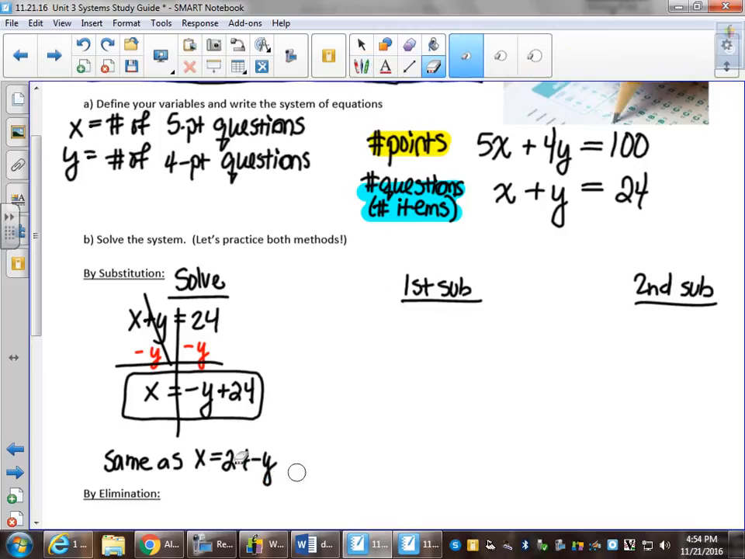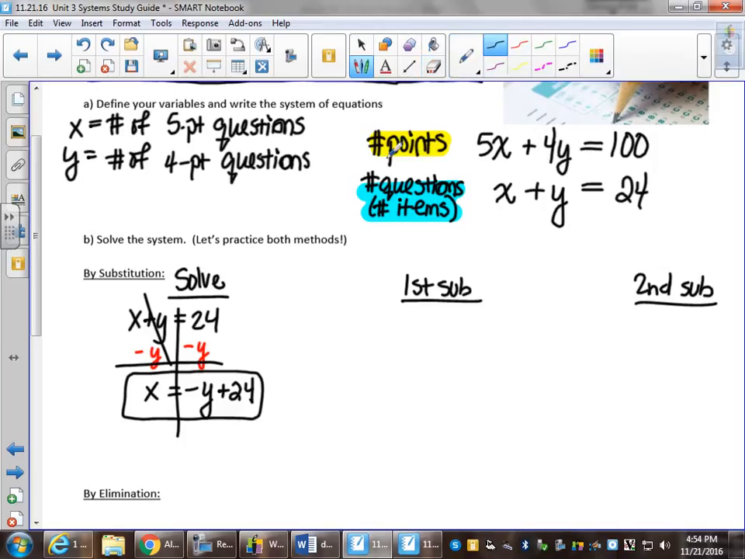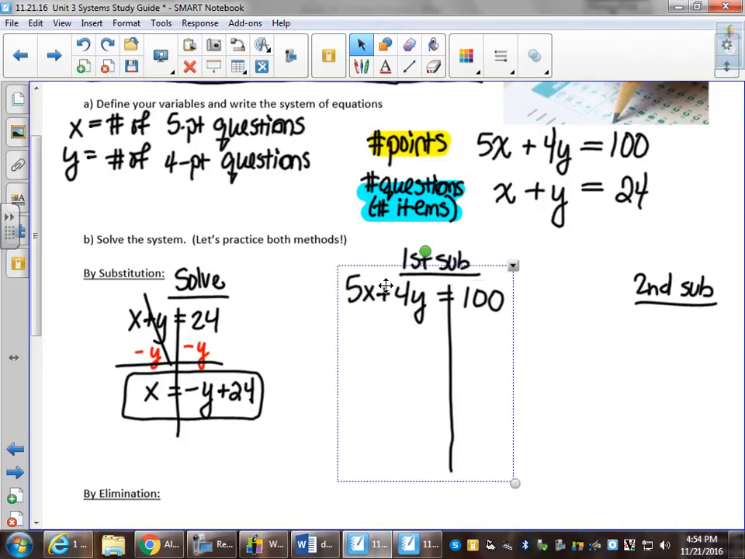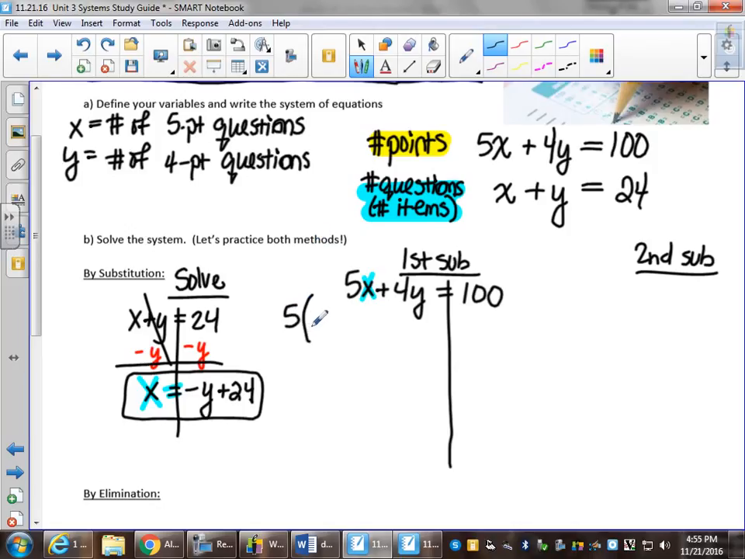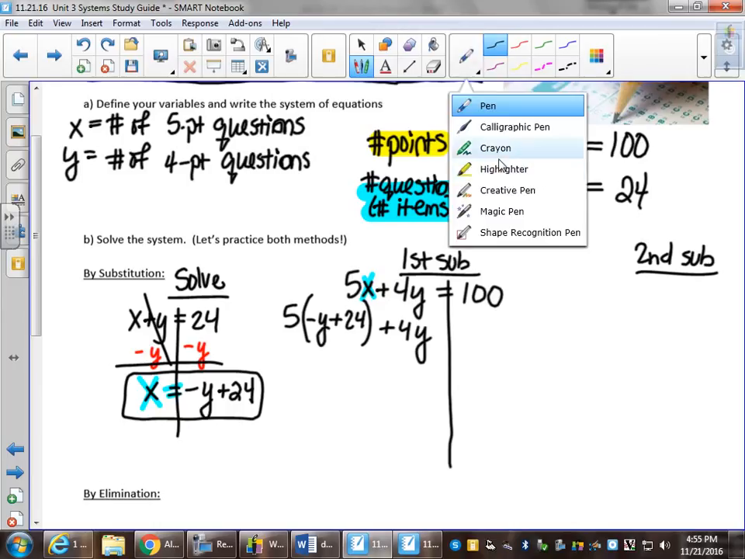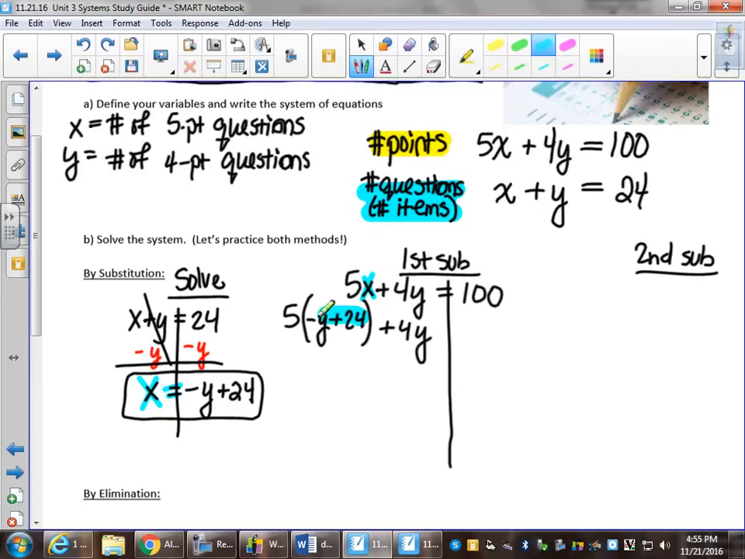We're going to go use the equation we have not used yet, which is the first one. Do we have something to substitute in for x or for y? Well, if I go look, let's take a look. This says x equals. So I know I have something to substitute in for x. Housekeeping, move over. So this becomes 5 times negative y plus 24. So this is what we just subbed in. Everything else came down. The 5 is still there. The positive 4y is still there, equals 100.